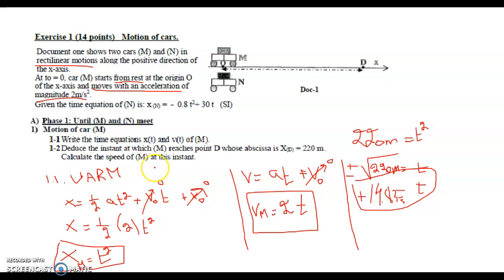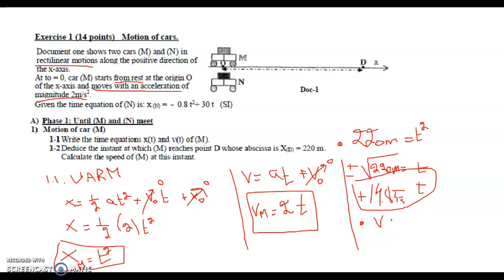Now calculate the speed of M at this instant. So you have to go to the speed time equation. Okay, so this is one. Now we have to substitute this t at this instant. The object was moving at which speed?